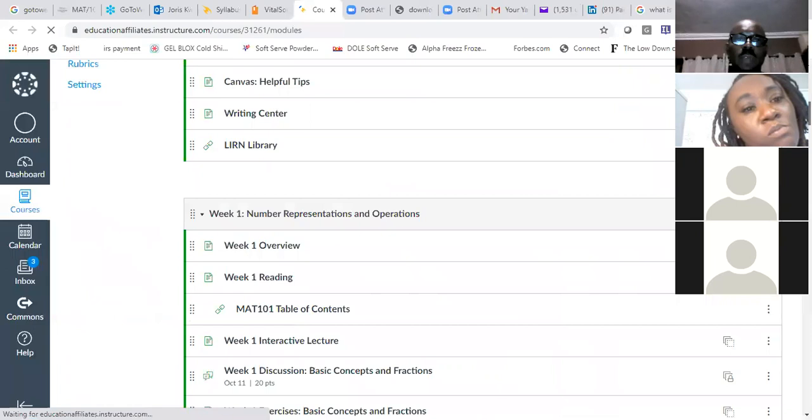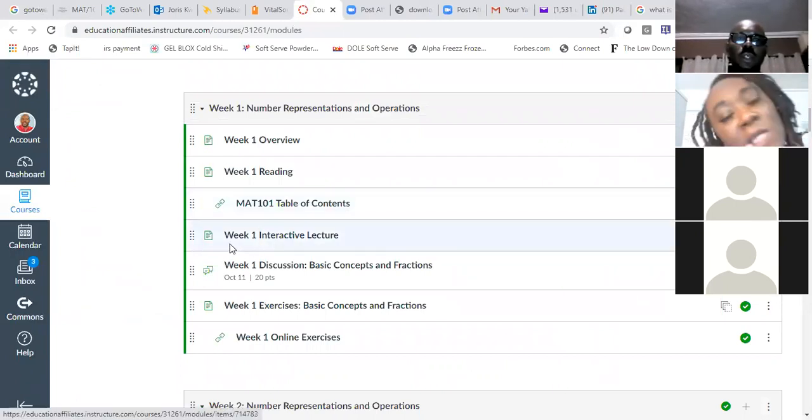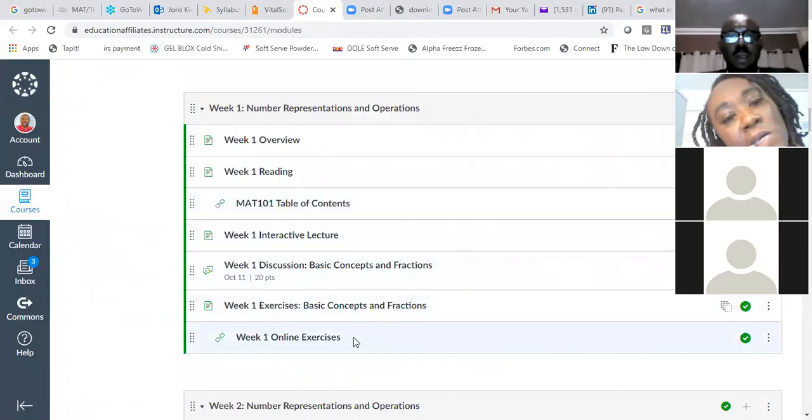But if you look here, you have all the assignments for the week that you're supposed to do. I didn't see any MyMathLab there, so that's why I want to make sure we're not doing it. I'm going to double check, but I don't think there's any MyMathLab information here.